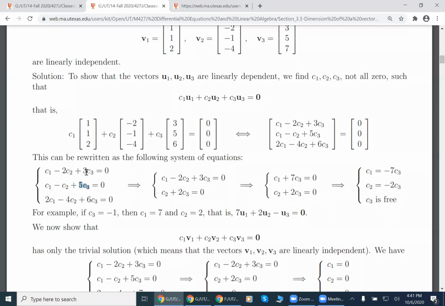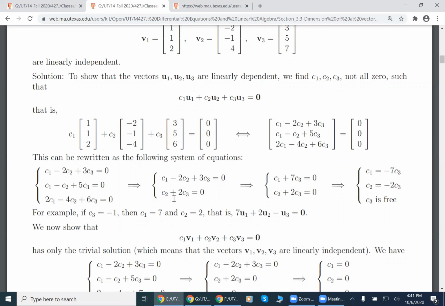5C3 minus 3C3, 2C3 is equal to 0. Lastly, if you subtract equation number 1 from equation number 3 twice, all terms on the left will disappear and we'll get the following identity: 0 is equal to 0. We can remove it from the system.